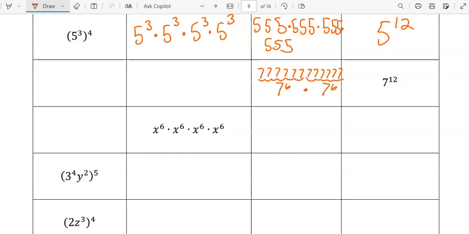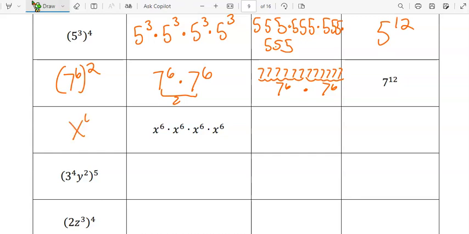Let's do 7 to the 6th power. And so that would be 2 of those. And then we have 7 to the 6th power to the 2nd power. There's multiple ways to write this out. This was just one of them. You could also group them 7 to the 3rd, 7 to the 4th, 8 factors of 12.